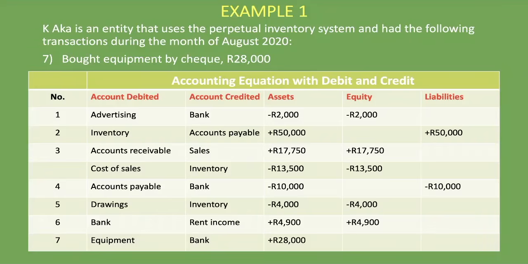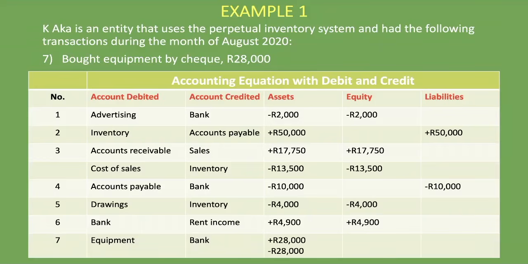But what do you see on the credit side? On the credit side, we also have bank, and we know that bank is also an asset, and assets decrease on the credit side. So we're also going to put minus 28,000 Rand. But where are we putting it? We're also putting it on the asset side. So on the asset side, you can see we have plus 28,000 Rand for the equipment and minus 28,000 Rand for the bank. And you can see it's still making sense. Our asset still equals equity plus liabilities.